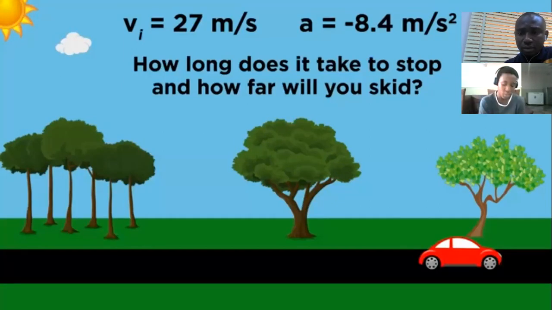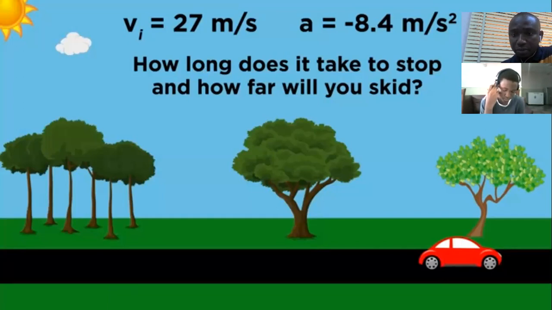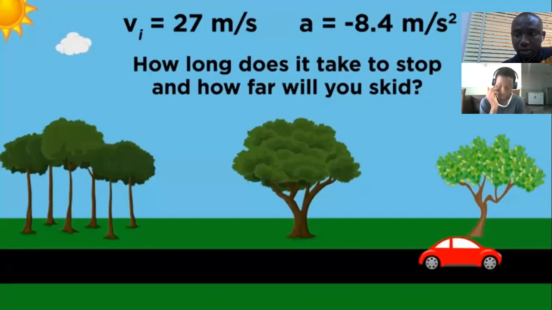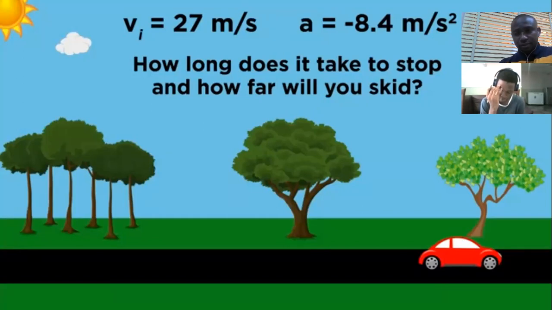The first velocity is supposed to be used for the second question. How far will you ski? Okay, tell me how long. What was that trying to mean? My time was 0.24 seconds. How far will you ski? 6.7292 meters. Okay, let's see then.